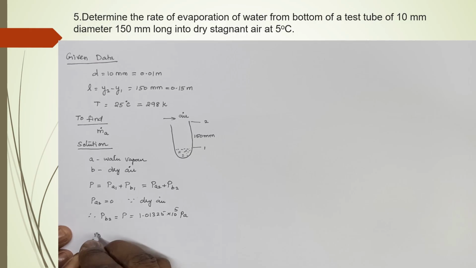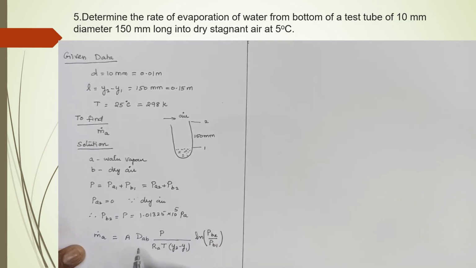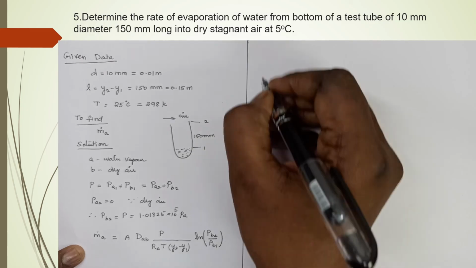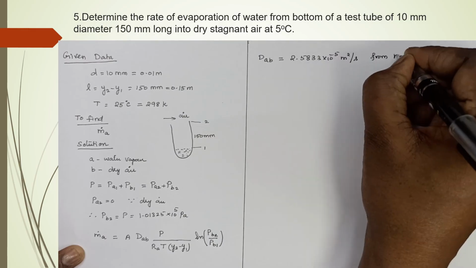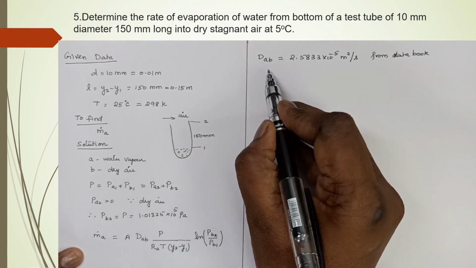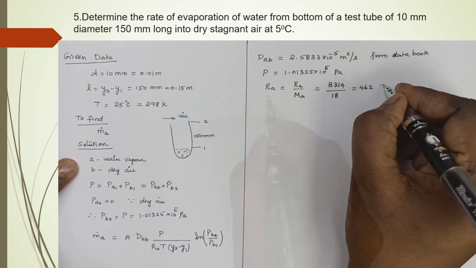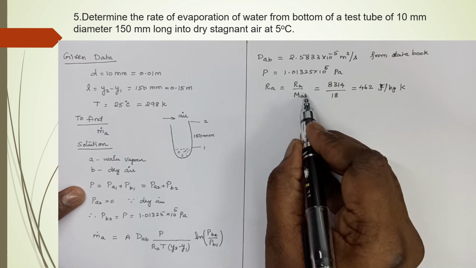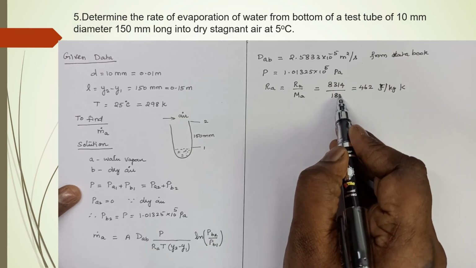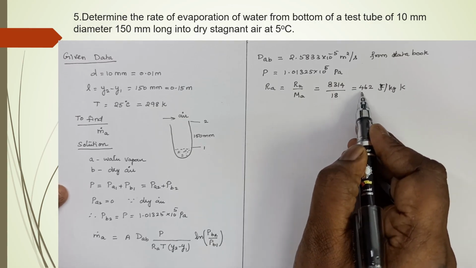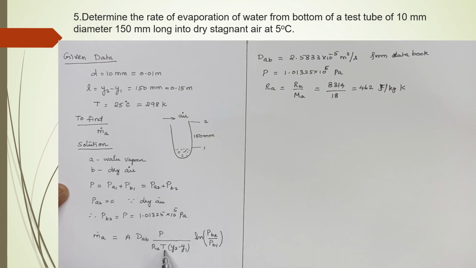Now we will see what the equation for evaporation is. From the data book you can find this equation. We should know the values of all the properties. From the data book we get DAB equal to 2.58, the diffusion coefficient of water into air. RA is the gas constant of water vapor, equal to universal gas constant divided by molecular weight: 8314 divided by the molecular weight of water vapor, 18. So it is 462 joules per kilogram Kelvin. Our temperature is 298, and y2 minus y1 is given.